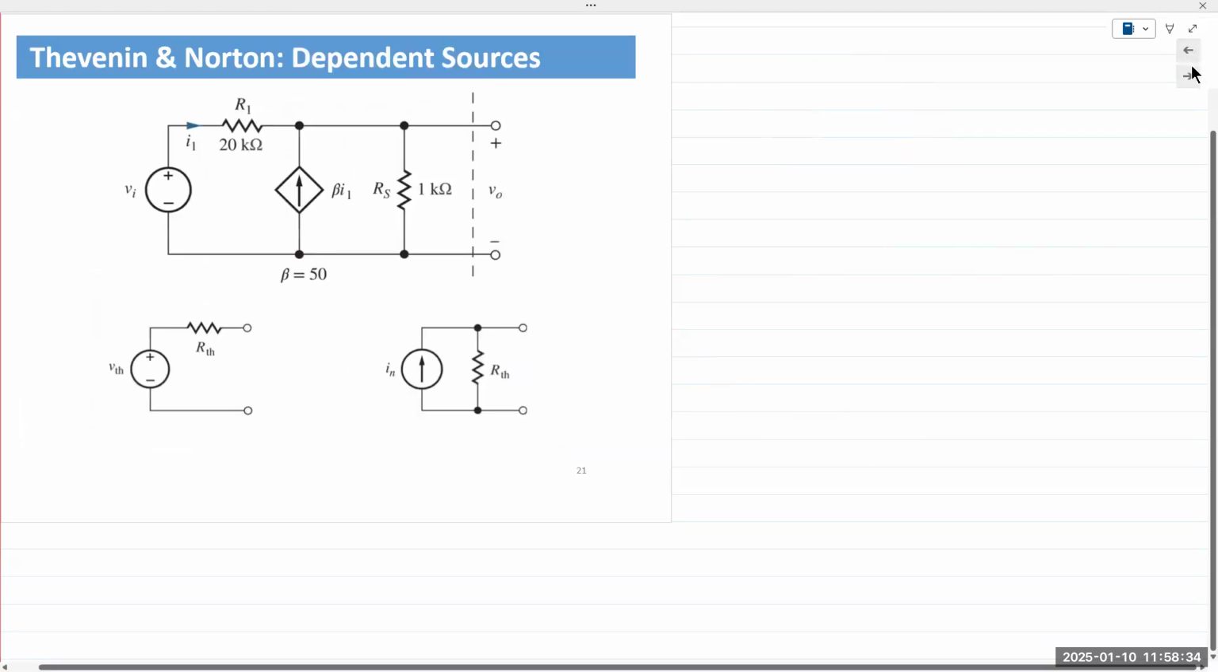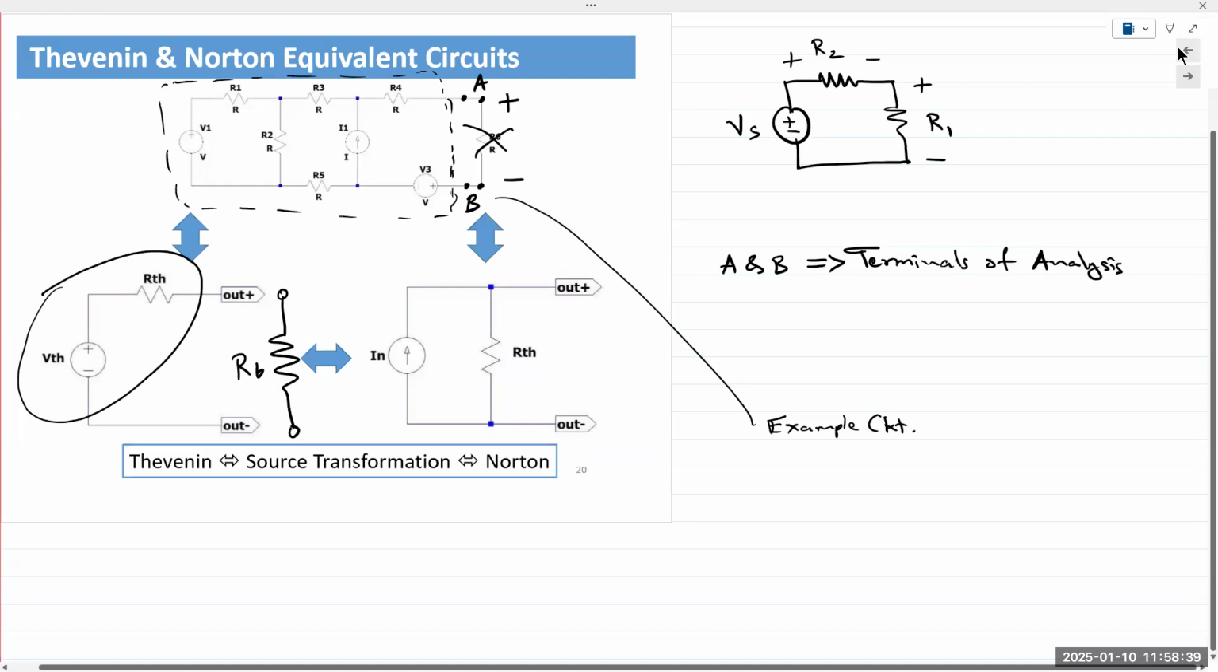So let's see, seven dependent sources. So that was them. Yes.